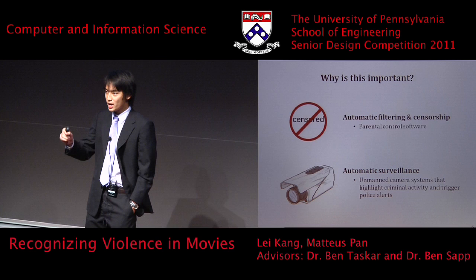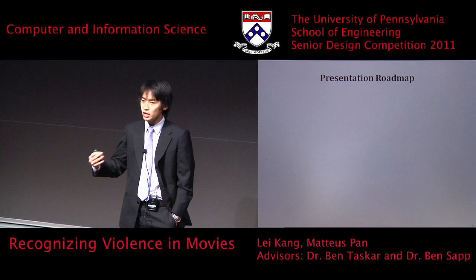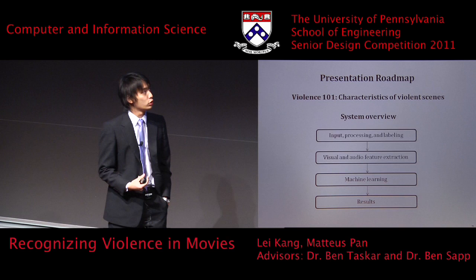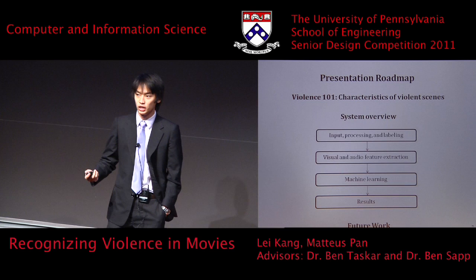a police alert. Right. So, here's how we're going to be presenting our system today. First, we'll start off with an analysis of what constitutes a violent scene, and then we're going to be talking about how we built our system, basically around that motivation, starting off with a set of input. We then extract visual and audio features and finally build a predictive model. And finally, we're going to be talking about some future work in order to really commercialize a product like this.